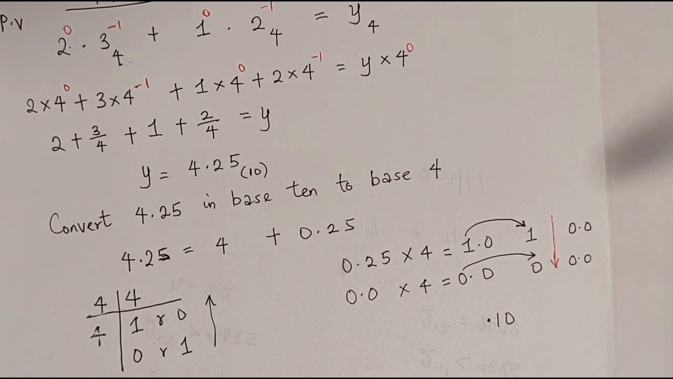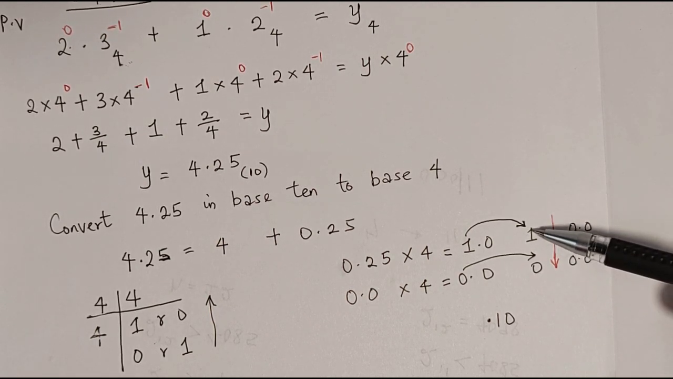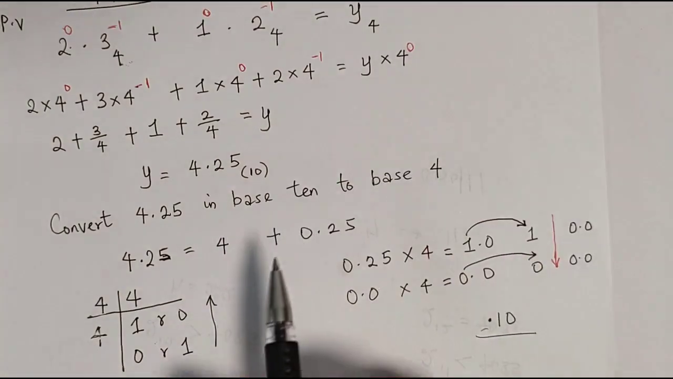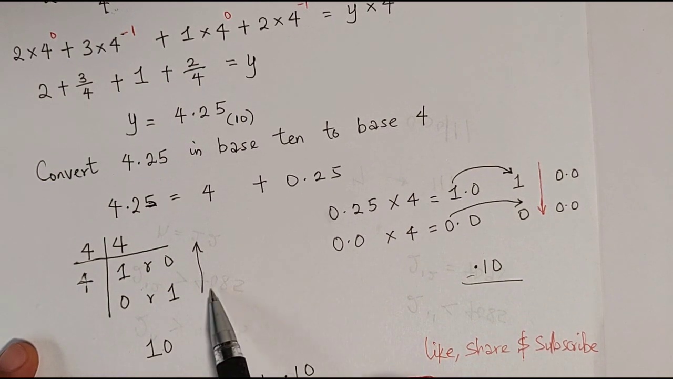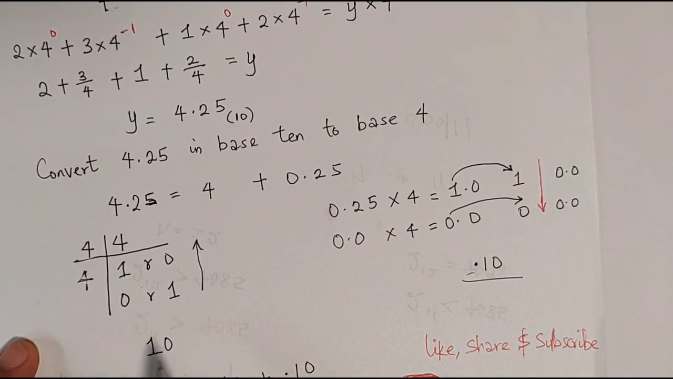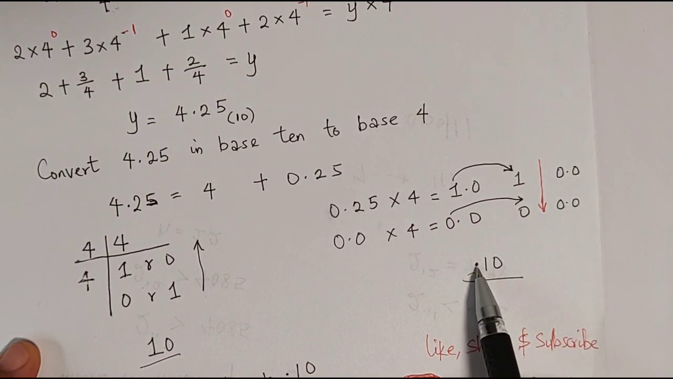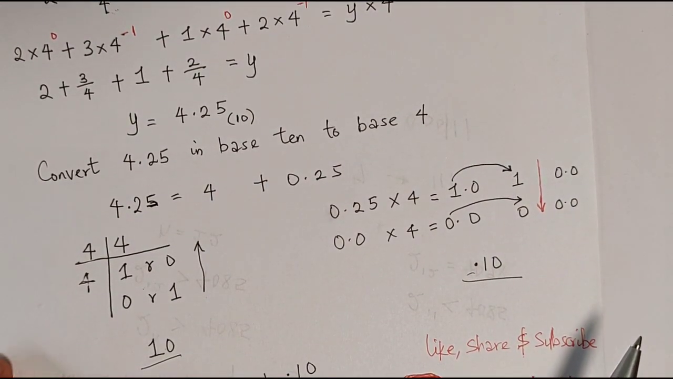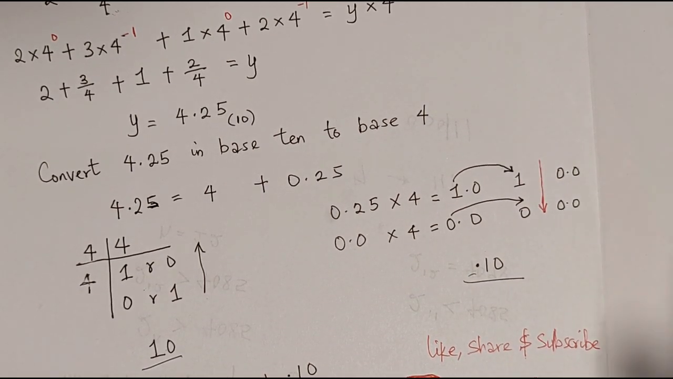So what do we do? We take from top to bottom using our arrow, and that will give us the value of 10. This is why we have .10. Now if we want to put back the value of 4 plus 0.25, remember the 4, when we take the arrow up, is going to give us 10, whereas for 0.25, when we take the arrow down, it's going to be .10. I've explained a lot with examples on this conversion, so please visit more of my videos on conversions.